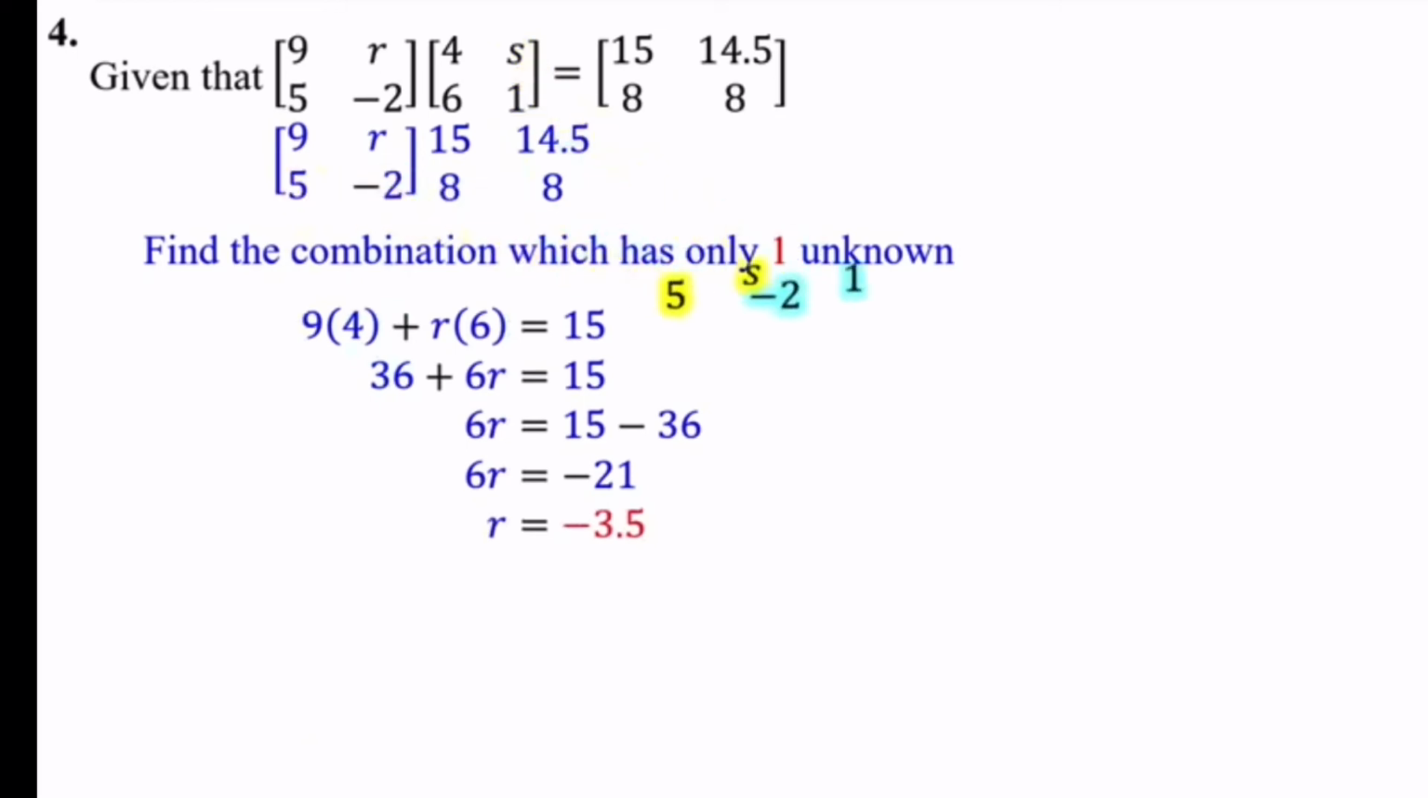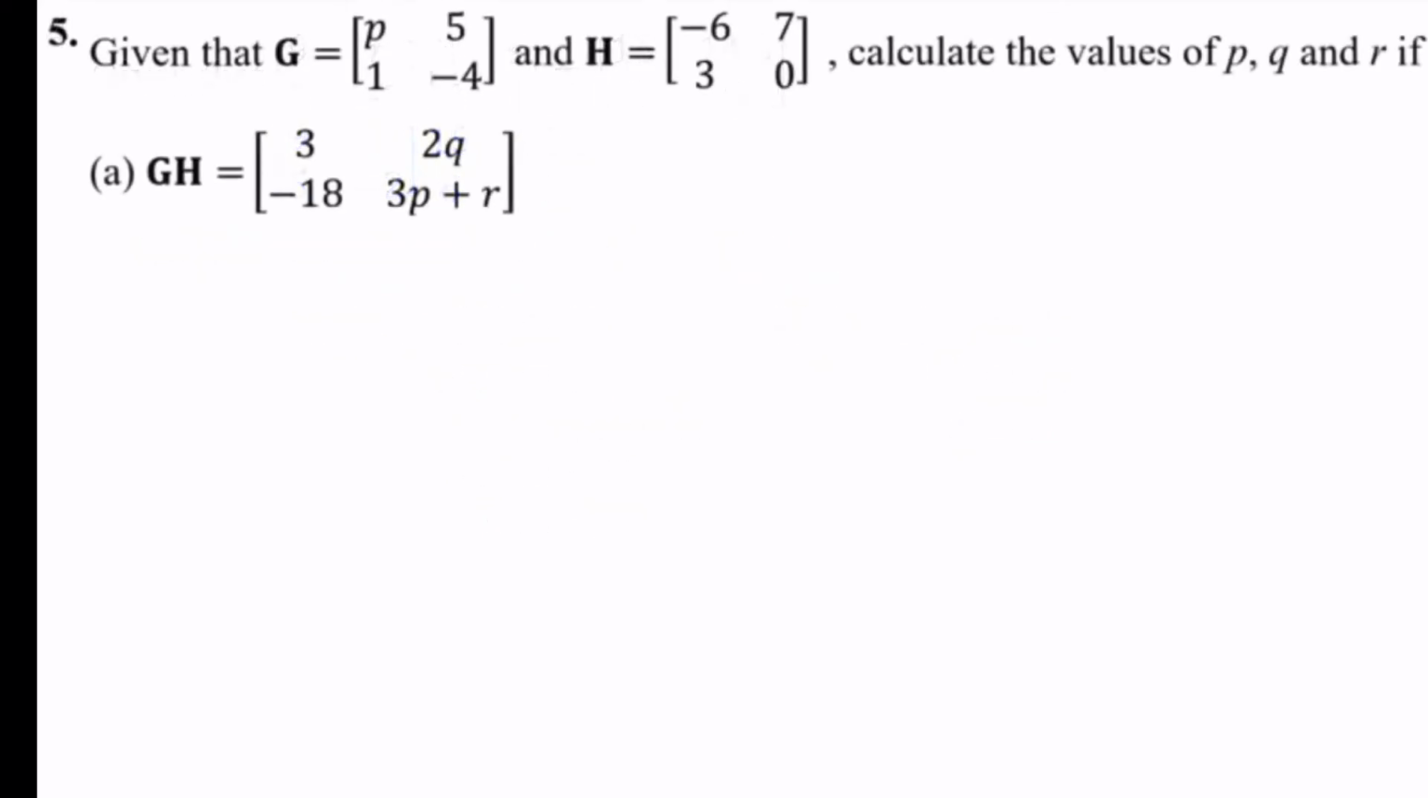Now let's do another one. It is 5s minus 2 is equal to 8. So 5s equal to 10. Hence the s is equal to 2, right? So we have solved the unknown. Alright, so let's proceed to question number 5.